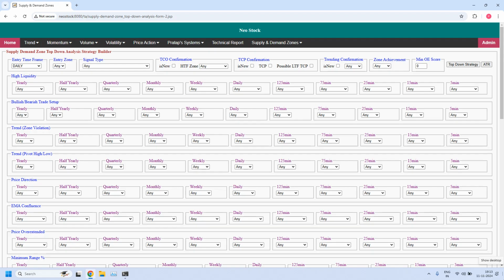Later on we will identify bullish and bearish trade setups for monthly, weekly and daily income trades, and finally we will generate stop buffers based on daily ATR. Okay, first let's start with finding the stocks near demand and supply zones.